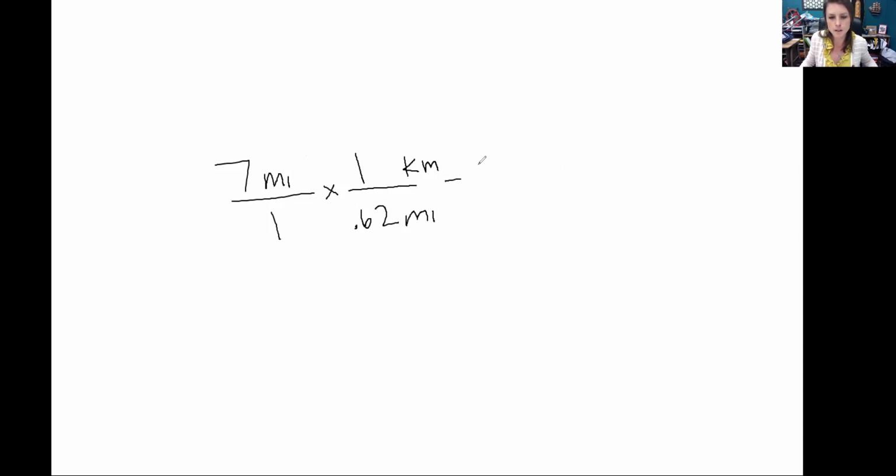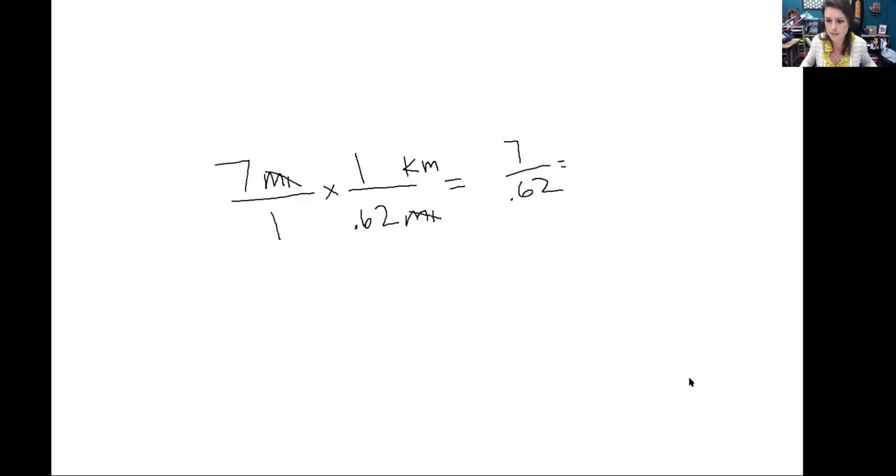Okay, so now I'm going to multiply straight across the top. 7 times 1 is 7. 1 times 0.62 is 0.62. I'm going to cross out my miles. Now on this one, 7 over 0.62 means you have to divide, and that's going to be challenging to do without a calculator. So then you would do on your calculator 7 divided by 0.62.